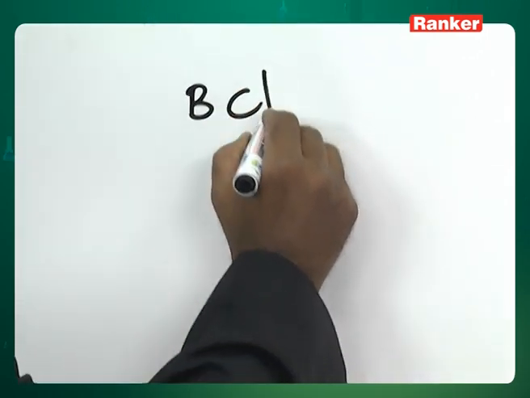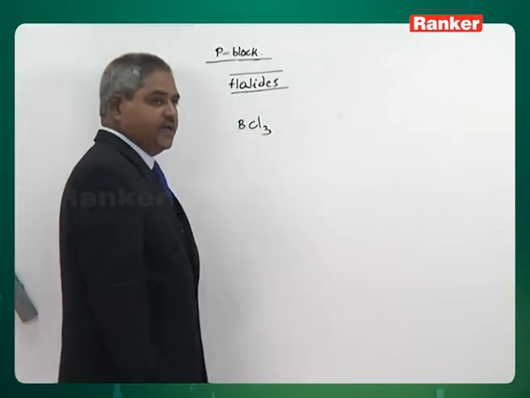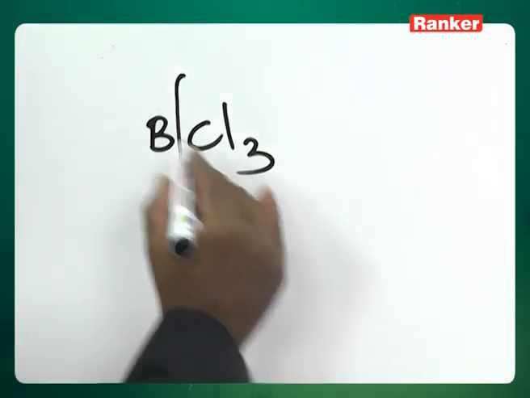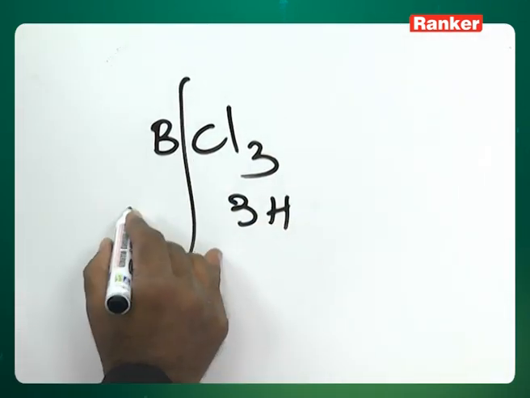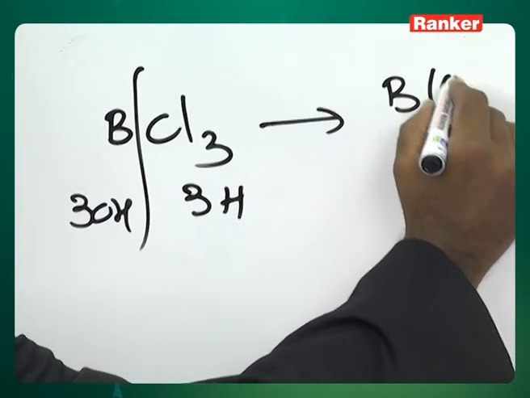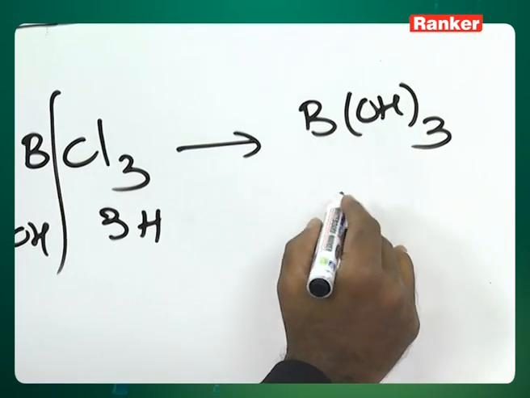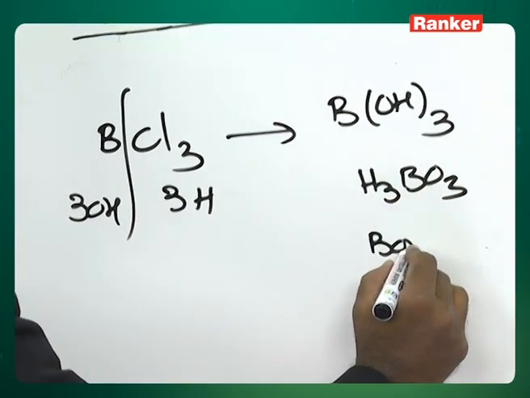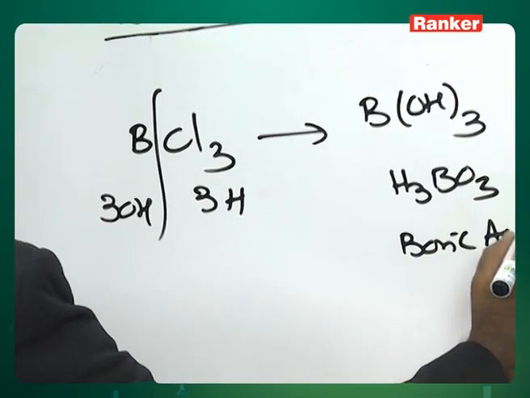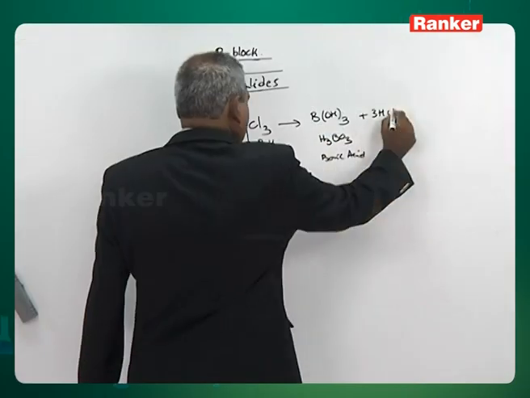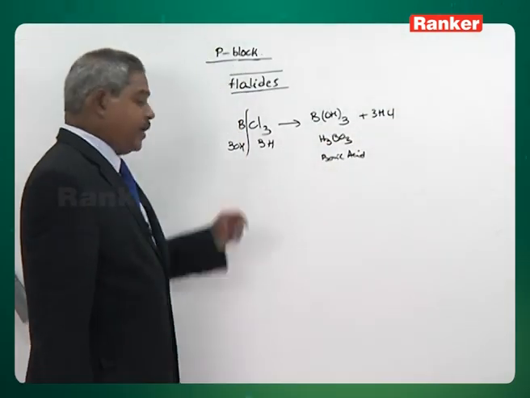BCl3. What will you do? Break the bond. 3H, 3OH. You get B(OH) thrice, that is H3BO3, boric acid, and of course HCl. What you should remember is that I have broken 3 bonds.